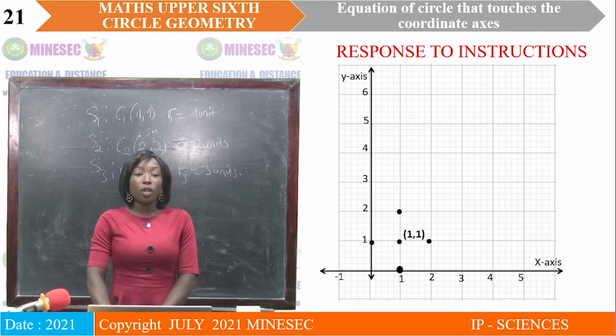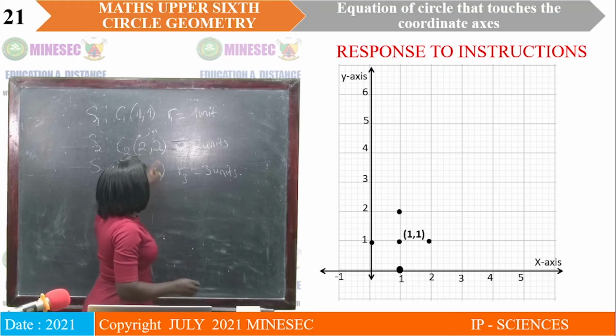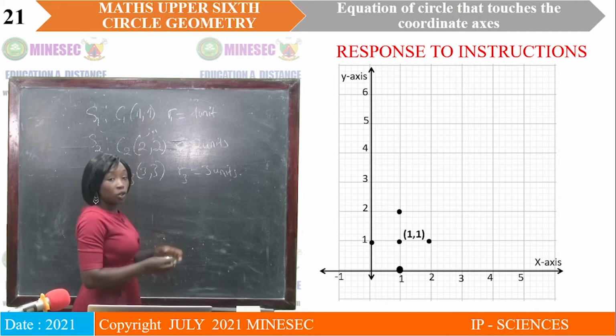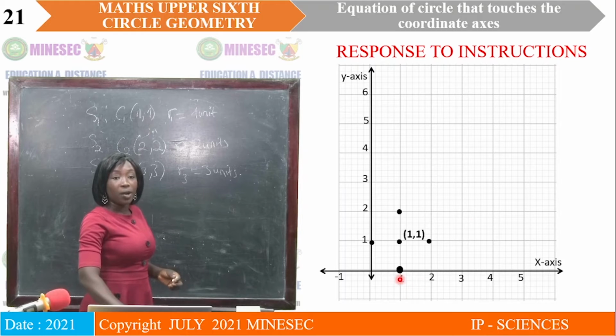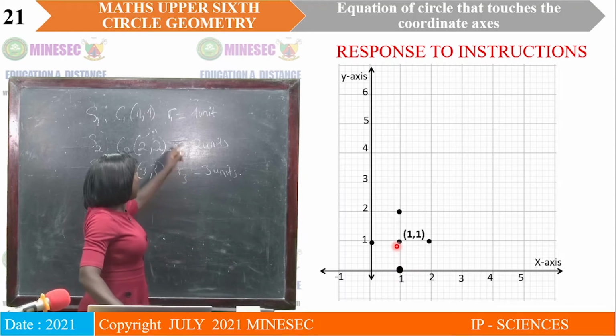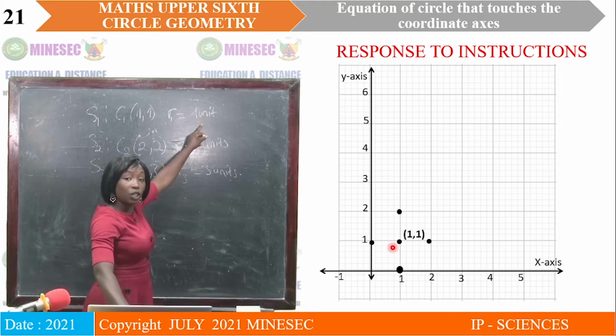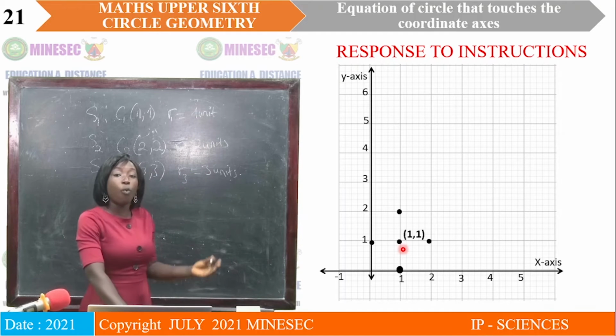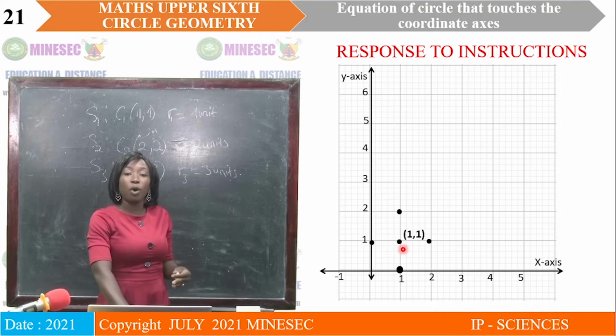Now we are plotting the point. You see the center is (1, 1). So we go to where we have (1, 1). And you see the radius is 1 unit. From the center, you move 1 unit to get the next point to form your circle. That's why we have the point here.